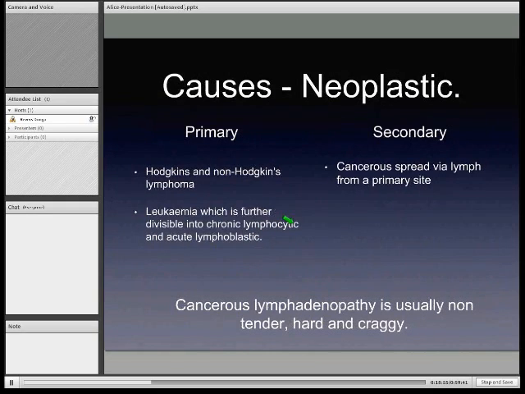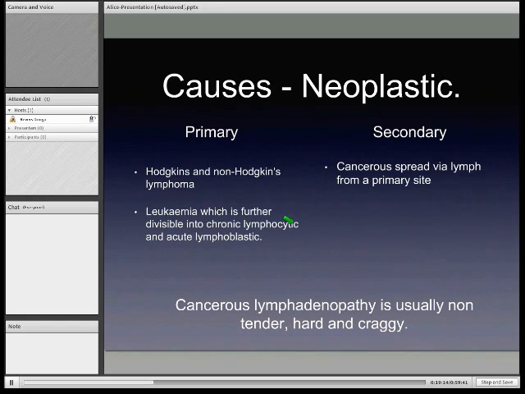So another very important cause that we looked at was neoplasm. It's different on examination, so when you'll be feeling it, it's not going to be tender, it's going to feel hard, and is often described in books as craggy. All that means is it's kind of non-uniform, so it's going to feel lumpy.